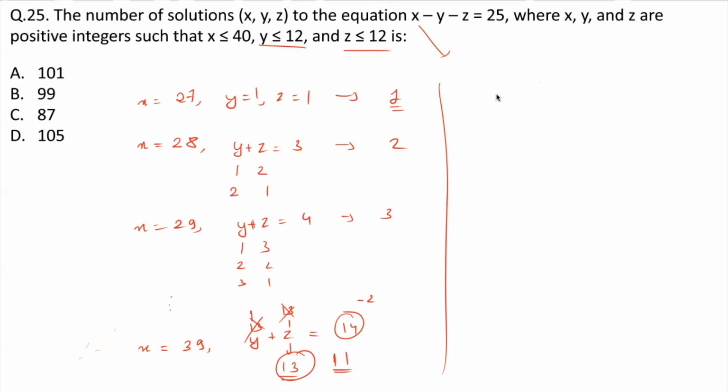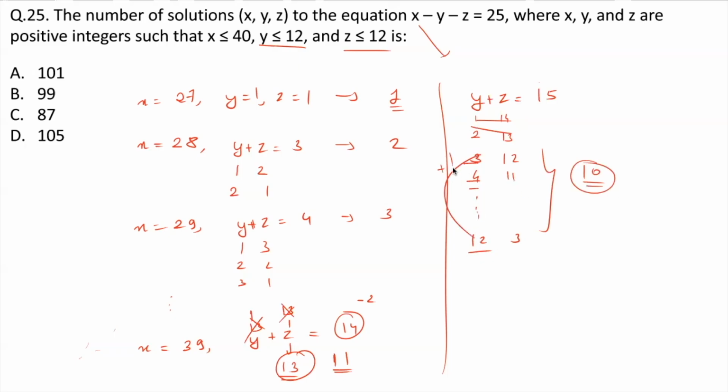Now, the last possibility is that if I take x as 40, I will get y plus z is 15. Now, in this case, y can't take the value 1 because z will become 14, exceeding 12. Y can't be 2 also because z becomes 13. The minimum value y can take is 3. Accordingly, z becomes 12. Next value is 4 and 11. This goes on up till 12 and 3. So like this, there are 10 possible solutions. Y will take values 3, 4, 5, 6, 7, 8, 9, 10, 11, 12. 10 solutions, or b minus a plus 1. 10 possible values of y and z.